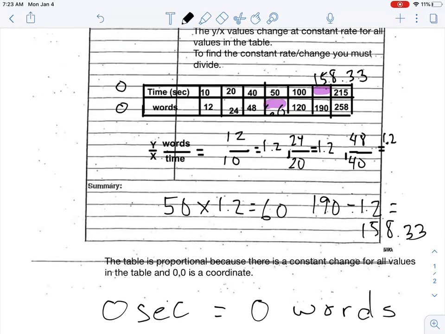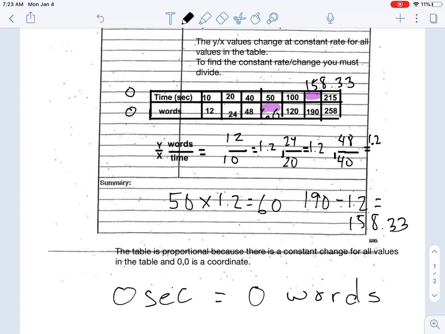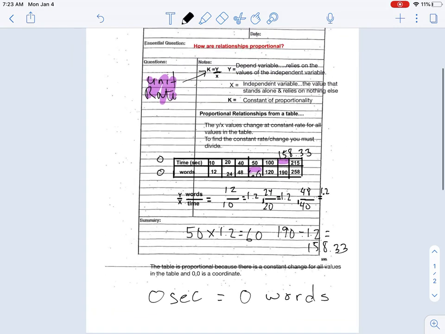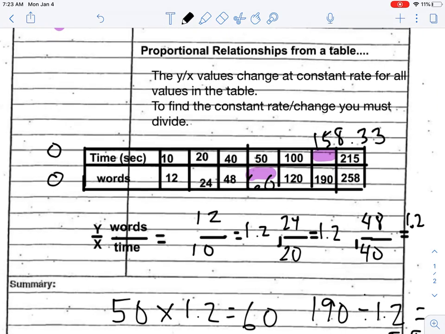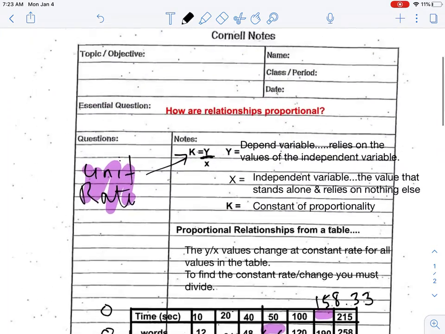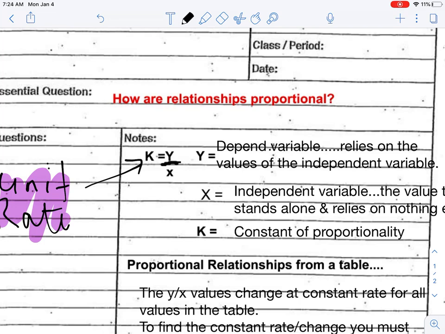So in conclusion, to determine if a table is proportional, it needs to have a constant change, or constant rate, for all y over x values, which means it has a unit rate that's constant, and it should be able to have 0, 0. In this case, if you were to look at this table again and you go 10, 20, well, it goes by tens. The next number down would be 0, and it goes by 12s for the words, so the next number down would be 0.